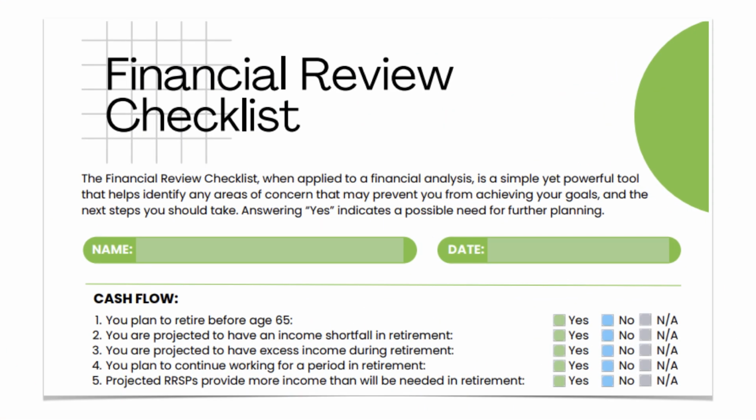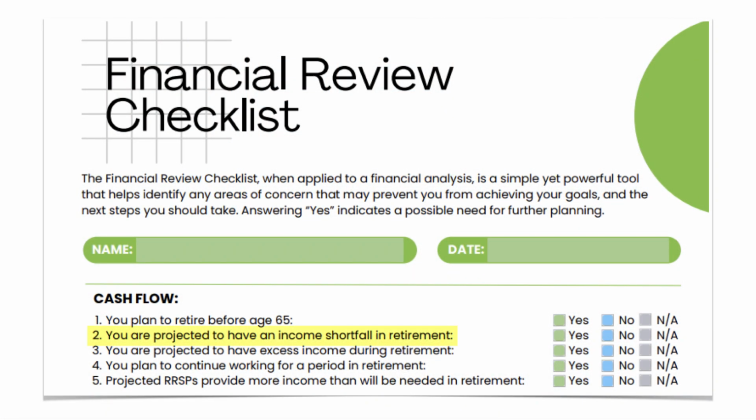But cash flow, you plan to retire before age 65. 100% CPP is at age 65. So if you're going to retire before 65, is there some kind of income gap there, and where are you going to supply the income from that? You are projected to have an income shortfall at retirement. Well, it means you don't have enough money at retirement, so what are you going to do to acquire more money? You are projected to have excess income during retirement. That means you have more money than you needed, so that is a planning opportunity for you.